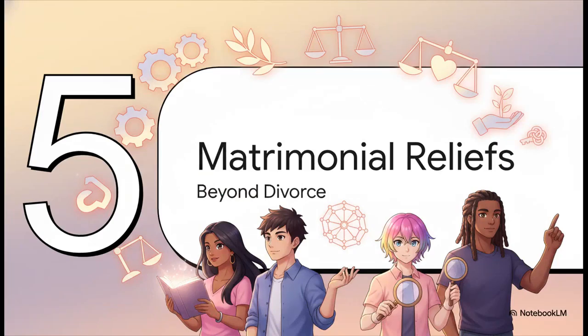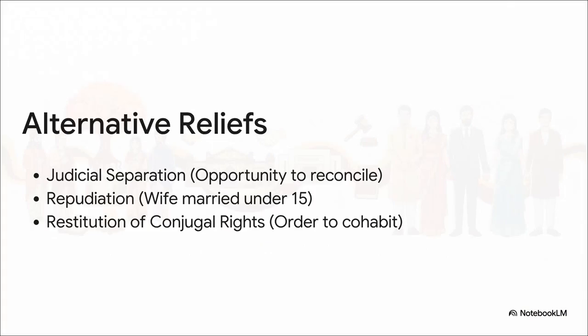Section 5, other matrimonial reliefs. Now, divorce isn't the only option. The law actually provides a few other ways to navigate a struggling marriage. Judicial separation under Section 10 is super interesting. It lets parties live separately without actually ending the marriage legally. Think of it as a structured cooling-off period designed specifically to encourage reconciliation.